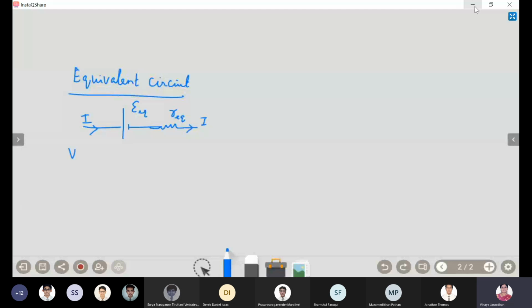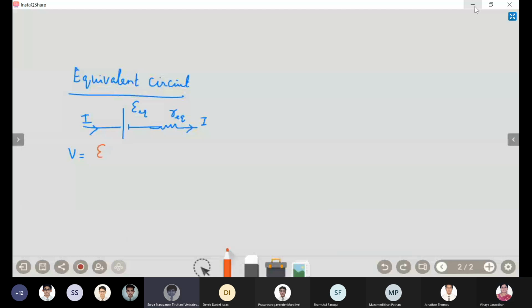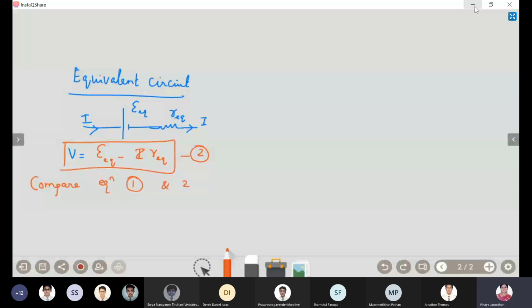Then V becomes equal to, Austin, what should I write for V? V is equal to E equivalent minus I into R equivalent. Yes. This is equation 2. Now compare equation 1 and 2, because the left hand sides are the same. Is that correct, boys?